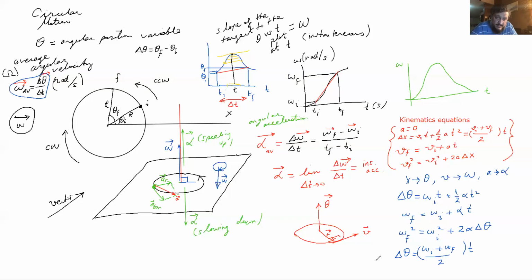Okay. Delta theta equals omega final times t minus 1/2 alpha t squared. And you can prove this. It's really easy to figure it out. You may see it in some book or Wikipedia or something. So that is the kinematics equations and the vector nature of circular motion variables.